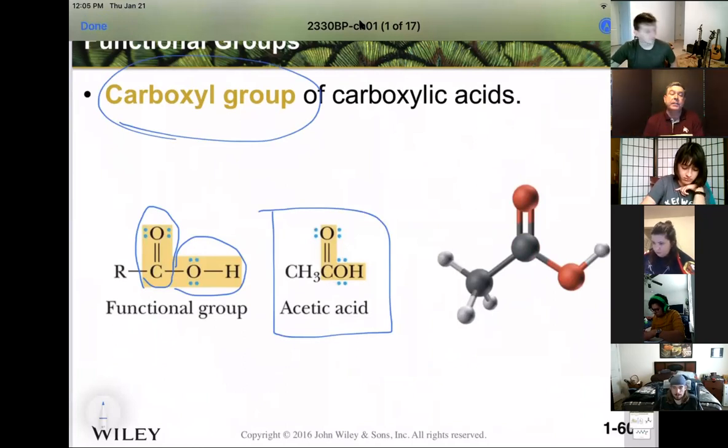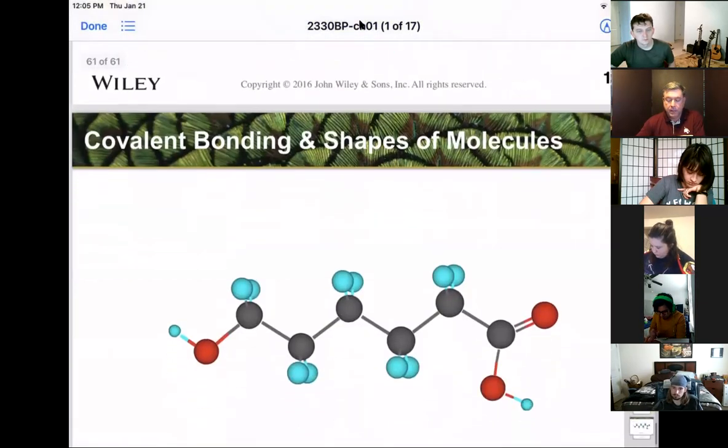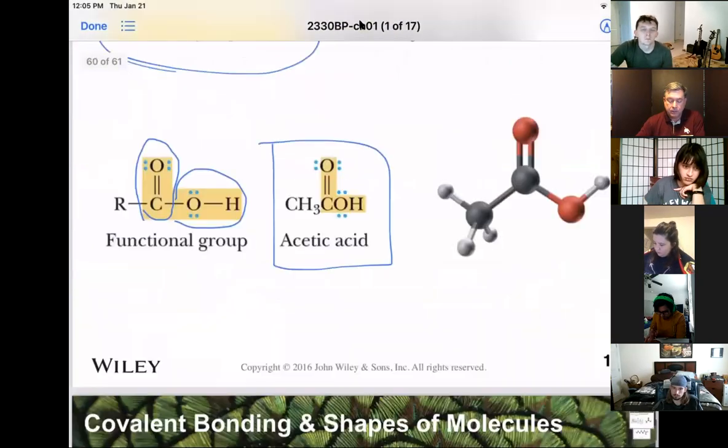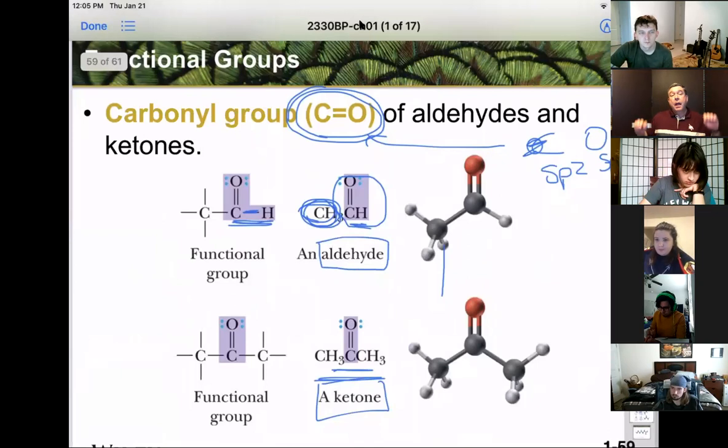Each time we change that substitution on that carbonyl group, we change how it reacts and what it will react with. So it's important to learn those functional groups, and we'll use them throughout the rest of the semester. And those are the functional groups we'll be talking about in individual chapters as we go forward. Questions on hybridization or functional groups?